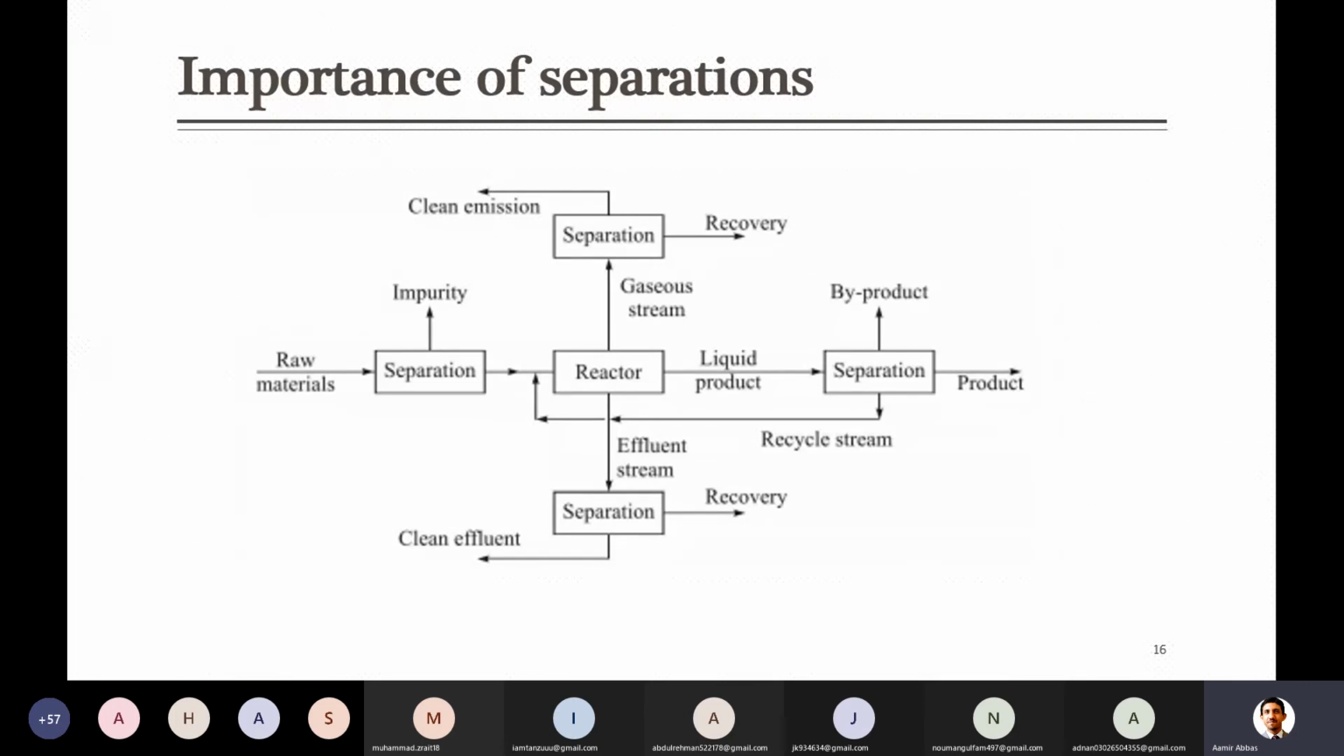But initially you can see that raw materials are entering some separation unit. So when raw materials enter a separation unit, what we do, as you already said, is remove impurities. Sometimes impurities can be part of the raw material.